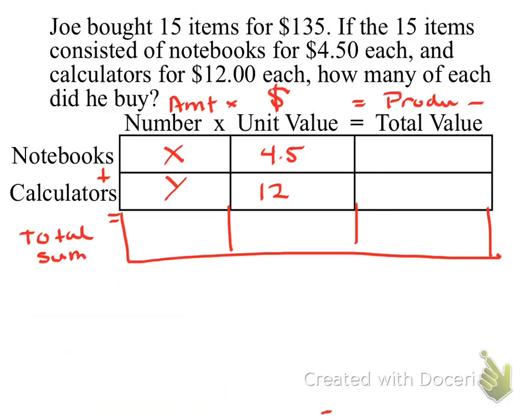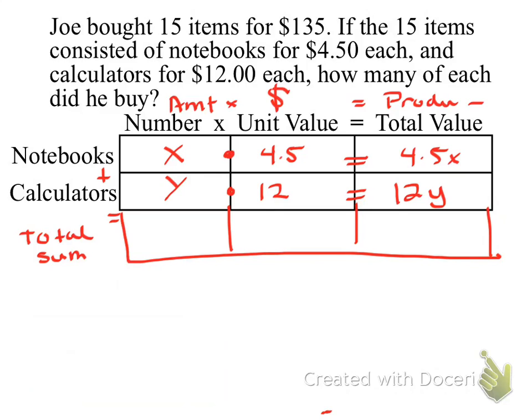So I'm assigning the variables for the unknowns. Now, I said, what do we do going across? Multiply. So 4 5/10 times x is 4 5/10 x. What's the next one going to be? 12y. Multiply across. I'm multiplying across.